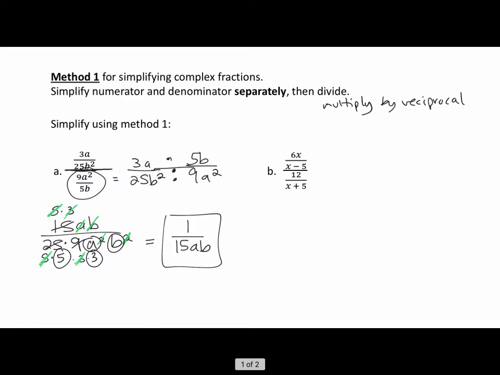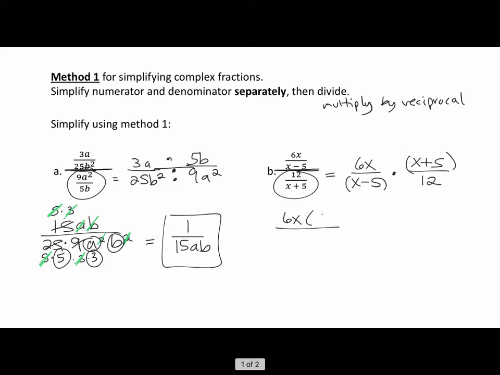Then for example B, if I look at the main bar, then the numerator part is only one term, and the denominator part is only one term. So I can just go ahead and multiply by the reciprocal here. So the numerator part times the reciprocal of the denominator part. And so now this is multiplication. I want to lock up factors together and multiply across.